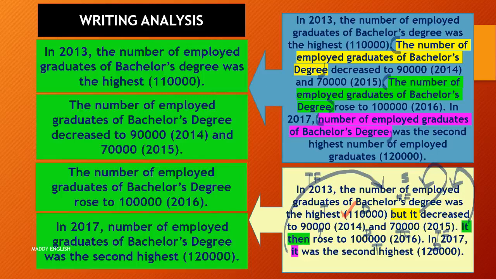Highest, 1 analysis. Decreased to 90,000, 1, and 70,000 in 2015. So there are 2 analyses that you made here. Then rose, another analysis, and the second highest. Get it?